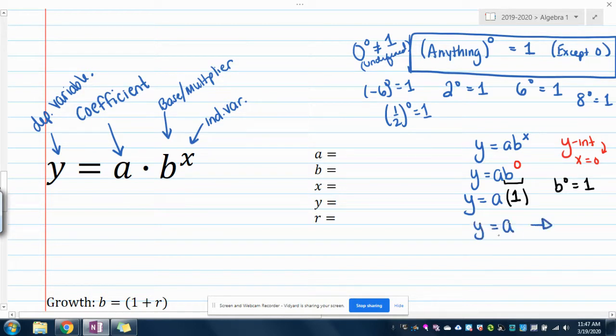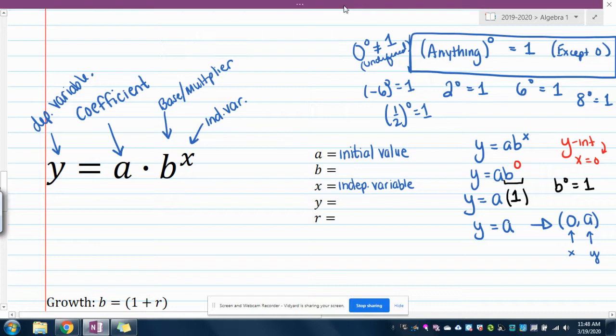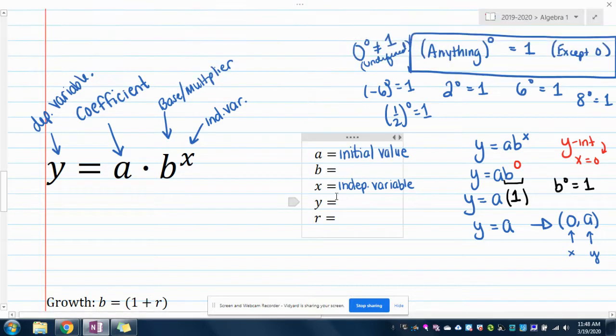So I know that on my graph, I'm going to have 0, which I plugged in 0, and a. 0, a is on my graph. So I know when x is 0, y is going to be a, no matter what. So a is my initial value. Now, a lot of times when we do all these problems, x is my time, okay? So I'm going to write here, independent variable. Now, I'm going to make a little bit more room. Actually, do it here like this.